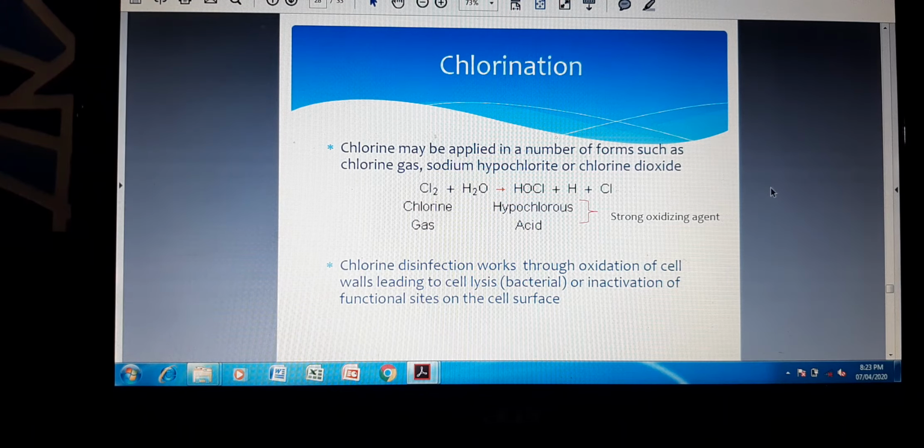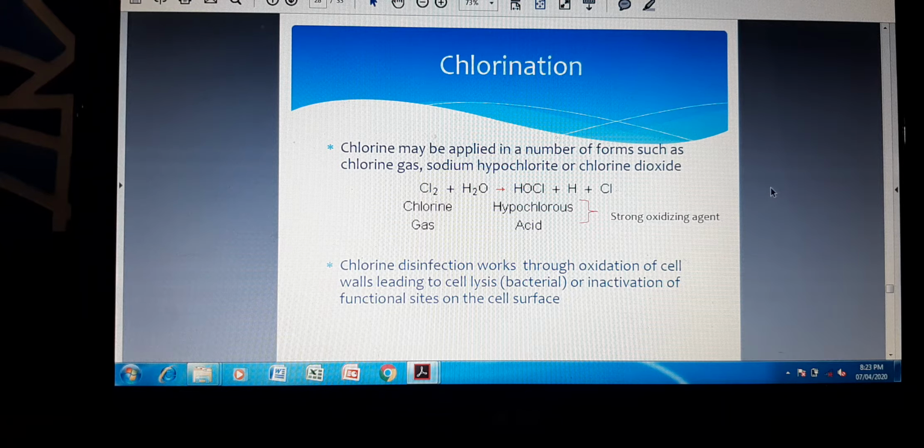So what exactly is chlorination? Chlorine may be applied in a number of forms such as chlorine gas, sodium hypochlorite or chlorine dioxide. These are the three forms of chlorine used for chlorination. Chlorination can kill the unwanted things which are present in the tertiary treatment.